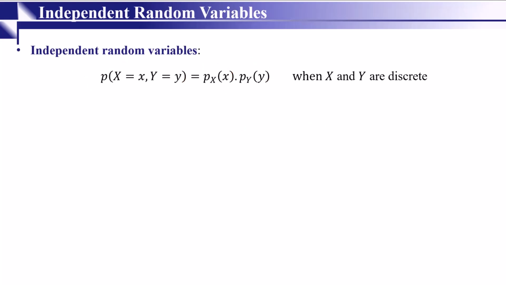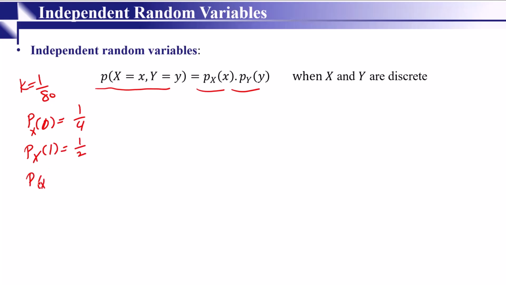Now, based on the table that we had already, we want to find whether our X and Y are independent or not. To do that, we need to find the probability of X equal to x and Y equal to y. This equals the product of the marginal probabilities of X and Y. Based on the table, we found that our k is equal to 1/80. Then we find the marginal probability of X. Let me write them down: P(X=0) is equal to 1/4, P(X=1) equals 1/2, and P(X=2) is equal to 1/4, right?